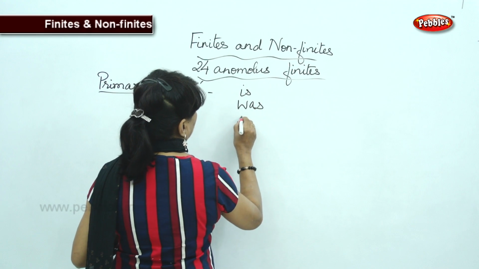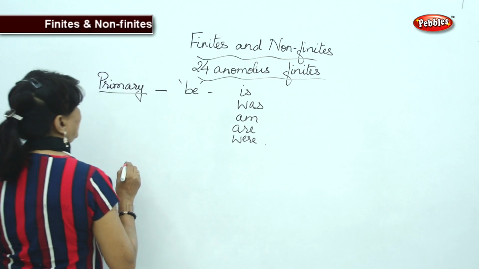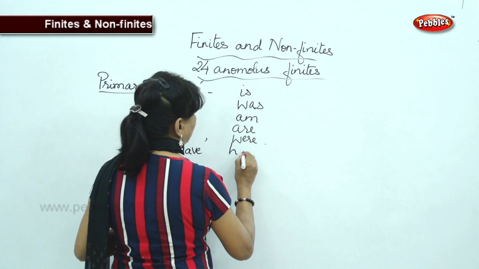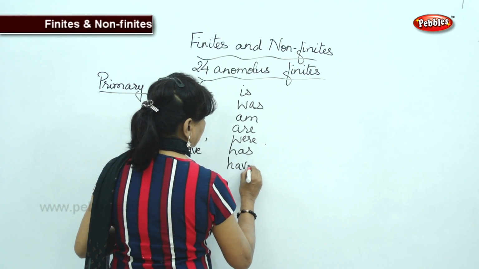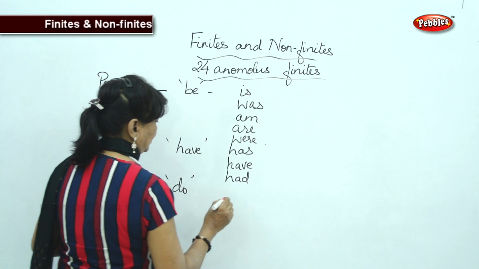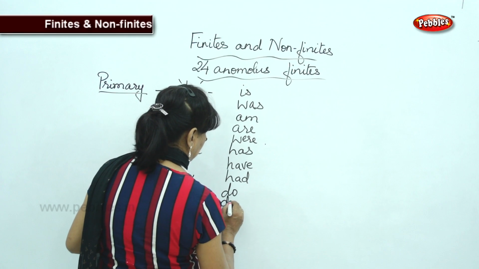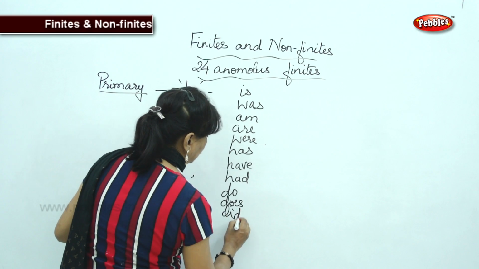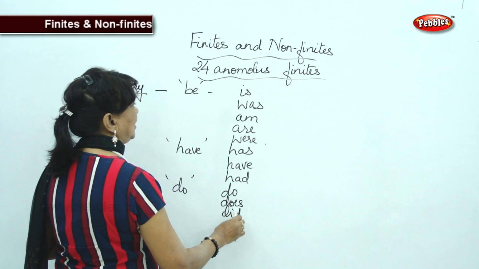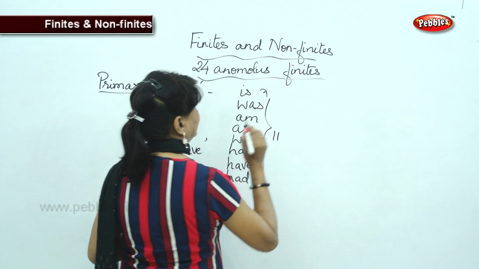was, am, are, were. And the have form of verbs, has, have and had, and the do form of verb, do, did, do, does and did. Let's count now how many there are. 1, 2, 3, 4, 5, 6, 7, 8, 9, 10, 11. So altogether the primary finites are 11.